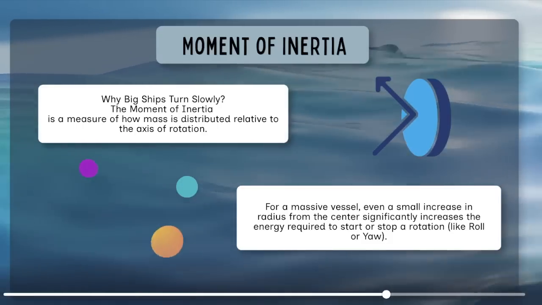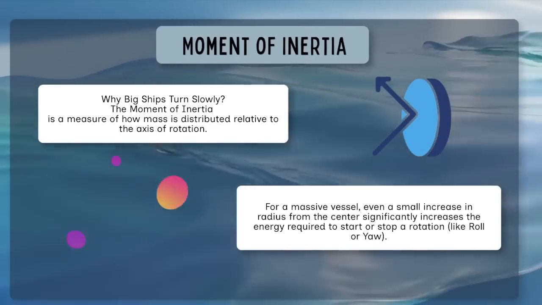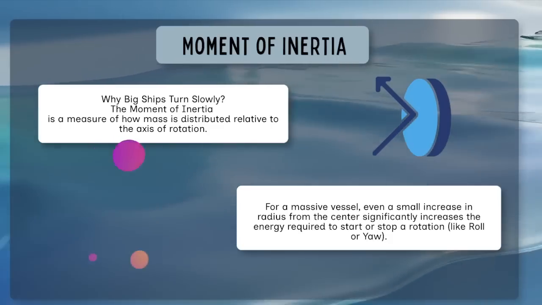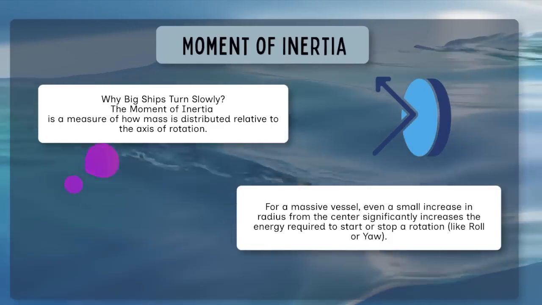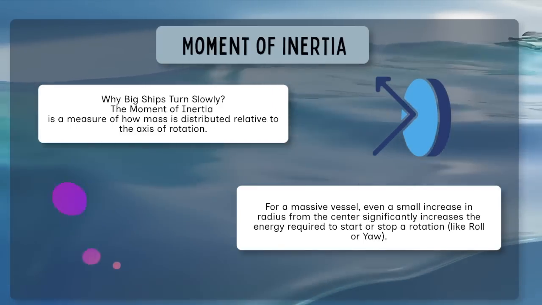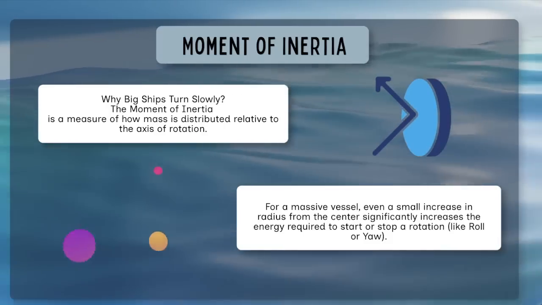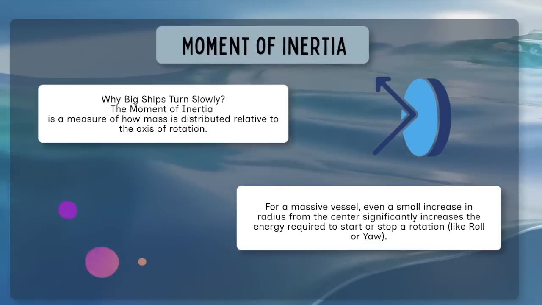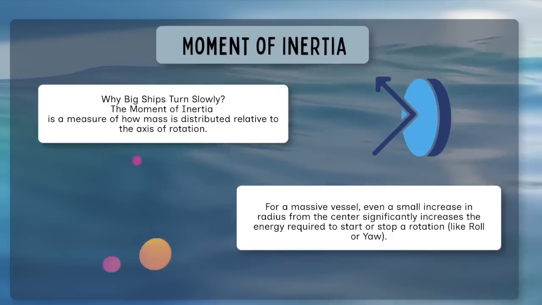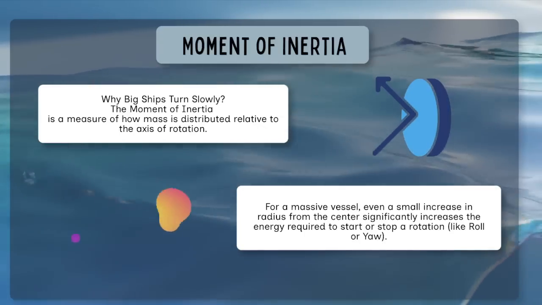We have here the moment of inertia. Why do big ships turn so slowly? The moment of inertia is the measure of how the mass is distributed relative to the axis of rotation. For a massive vessel, even a small increase in radius from the center significantly increases the energy required to start or stop a rotation. So it's like a roll or yaw.